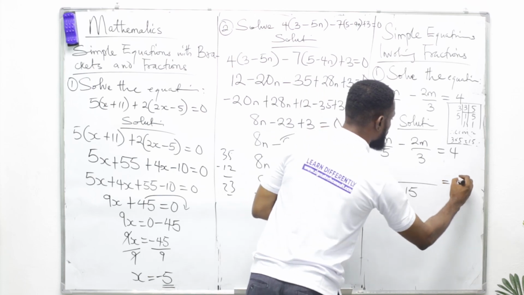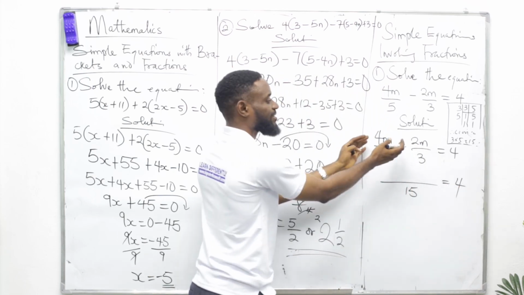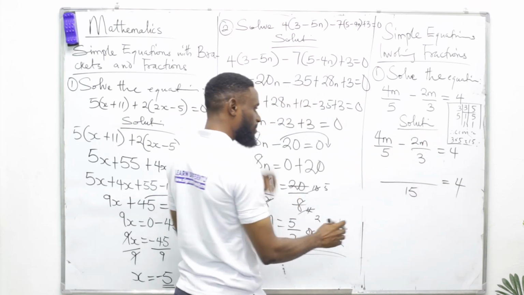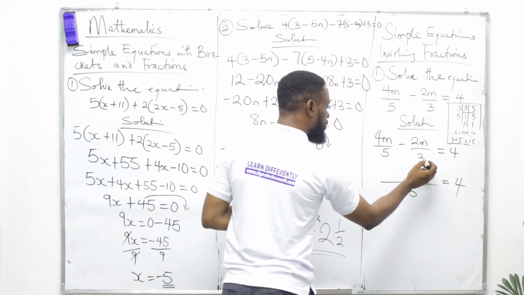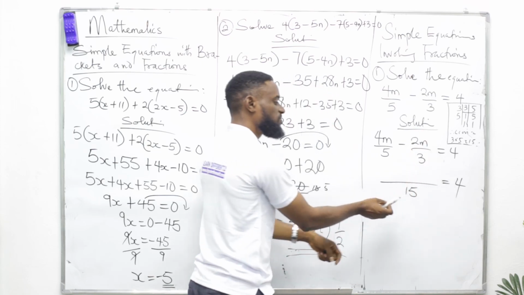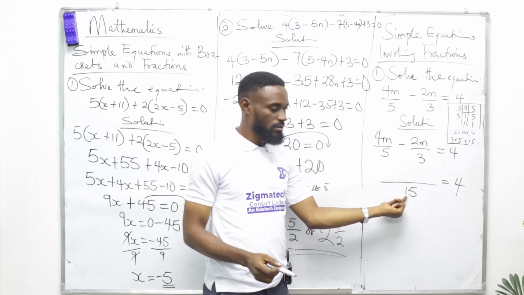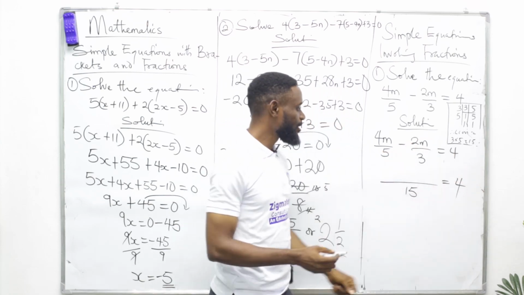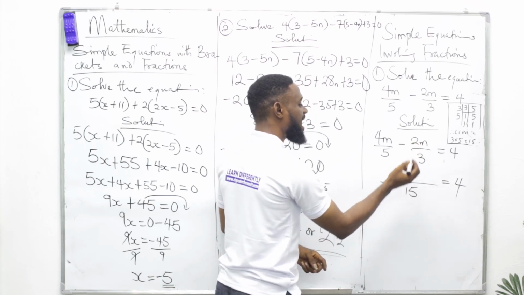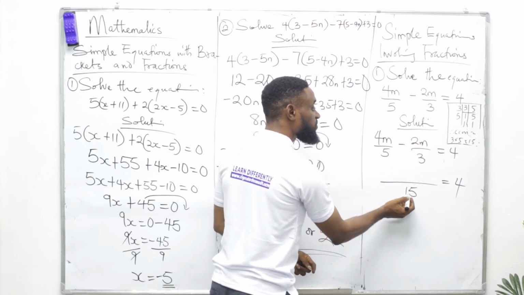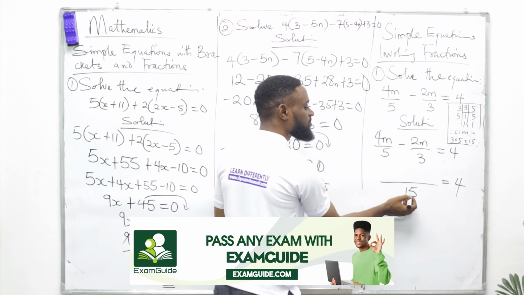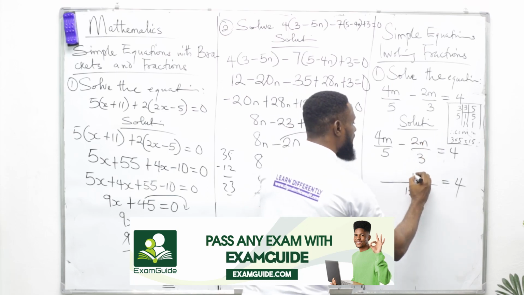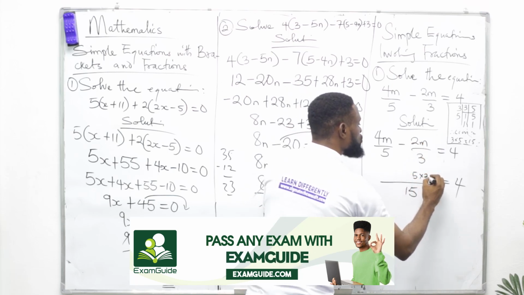Remember, this is equal to 4. We have no business with it here. We are trying to simplify this fraction, so we bring the equal sign down. The denominator of the first fraction divides the LCM, and the answer we get multiplies the numerator. So we have 3 divides 15, it gives us 5. So this will now mean 5 times 2m.